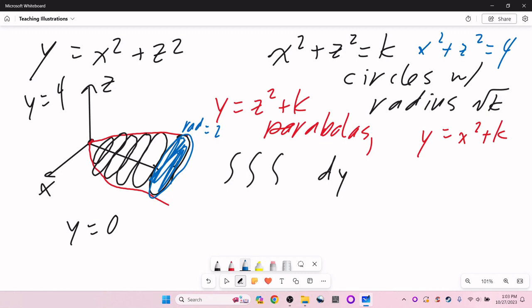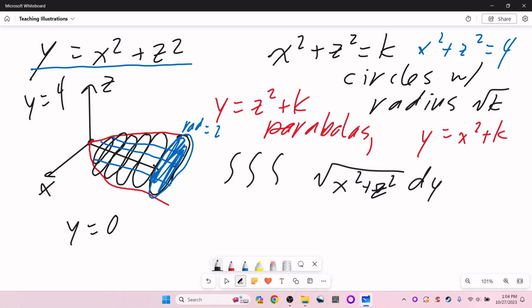And so what I am seeing is that we are going to go along y. So y goes from this curve. And this curve was y equals x squared plus z squared. So what was the function? The function itself, let's put it back in, was square root of x squared plus z squared. We'll do dy first. So y will go from x squared plus z squared up to 4. So just imagine you're going along the y-axis. At every point, you'll start on this red paraboloid, and you'll end at this flat plane where y equals 4.